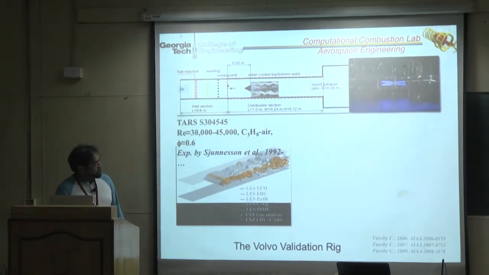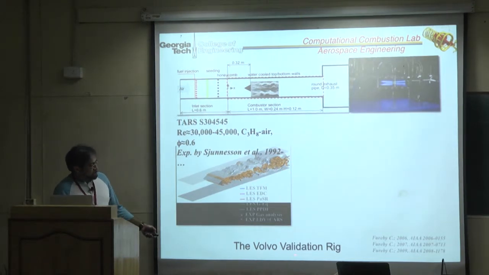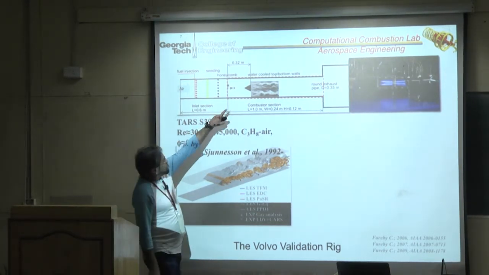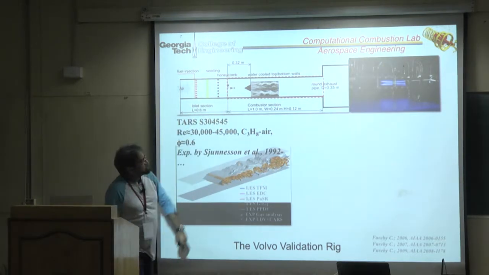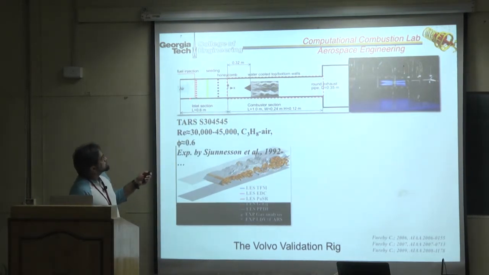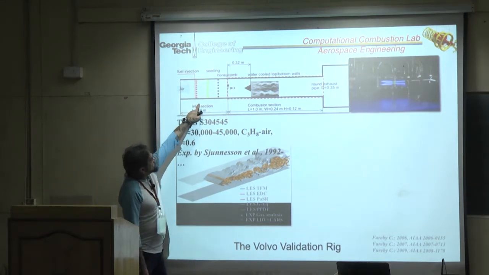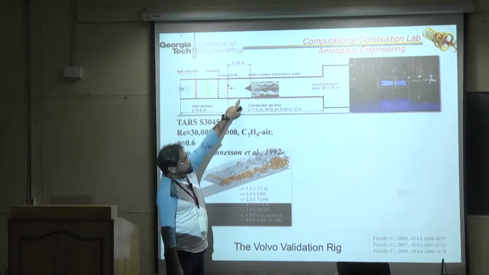So here's an example. It's called the Volvo rig. You may have seen it in papers. It's well known because there's a database for it. Essentially, it's a triangular bluff body in a test section, and it's premixed. And remember the point I was mentioning about partial premixing. Fuel injection is done upstream, but it is assumed that through this process you're getting perfectly premixed flow.